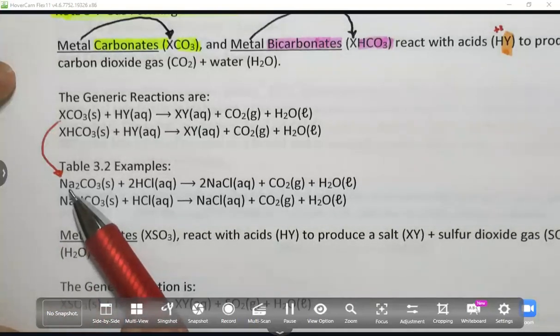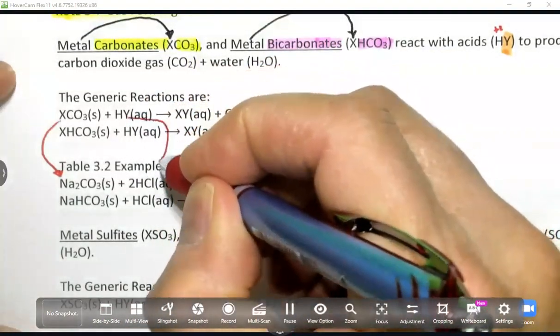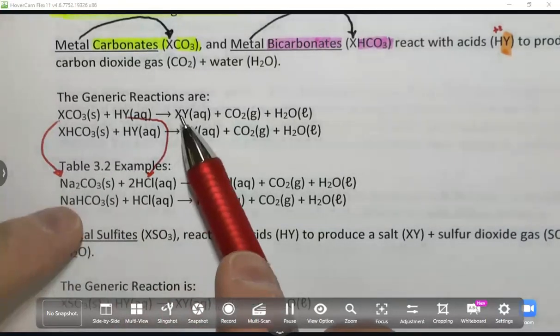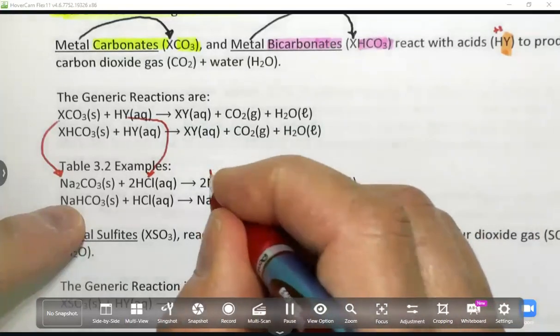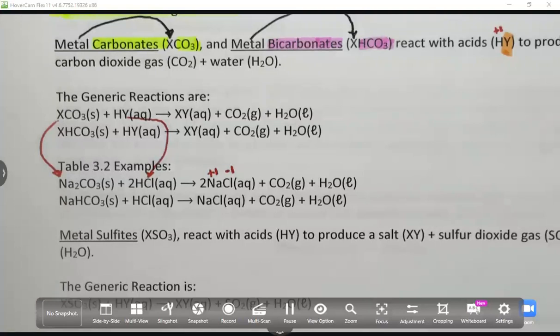Our X is sodium ion, correct? What is our Y in this case? It's that chloride there. So what do we get? We get XY. That's why we get sodium chloride, +1 and -1, and then carbon dioxide and water. Just given.